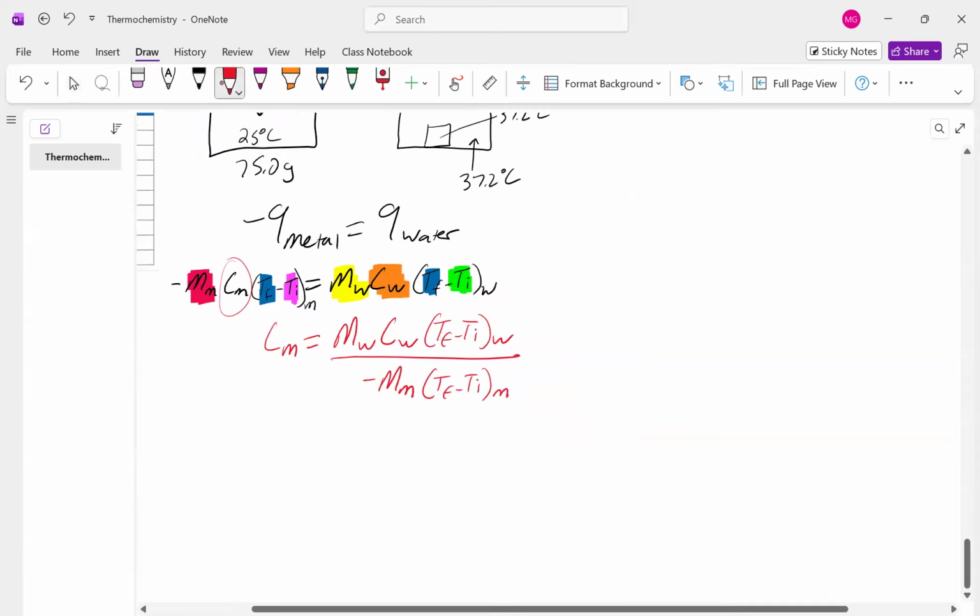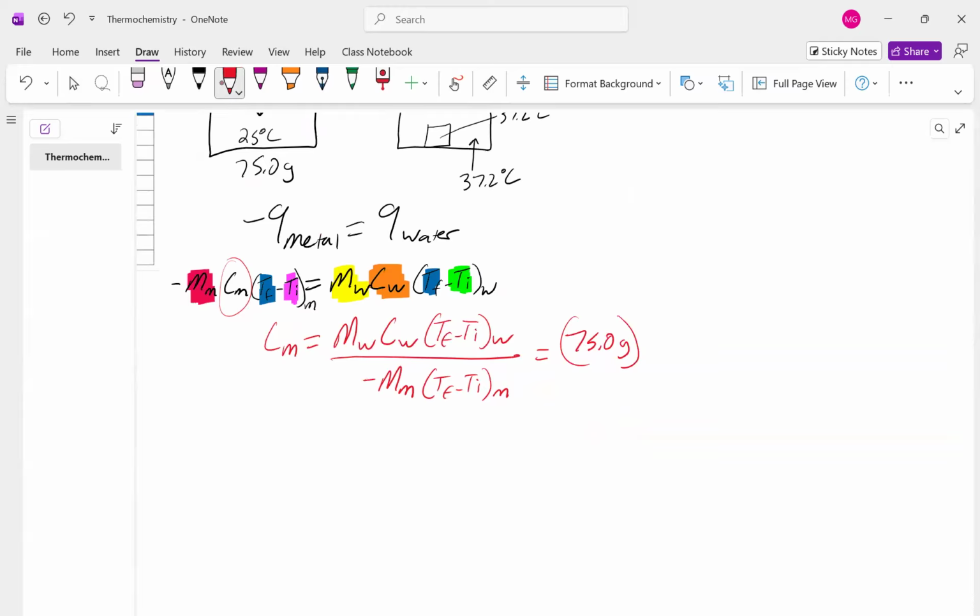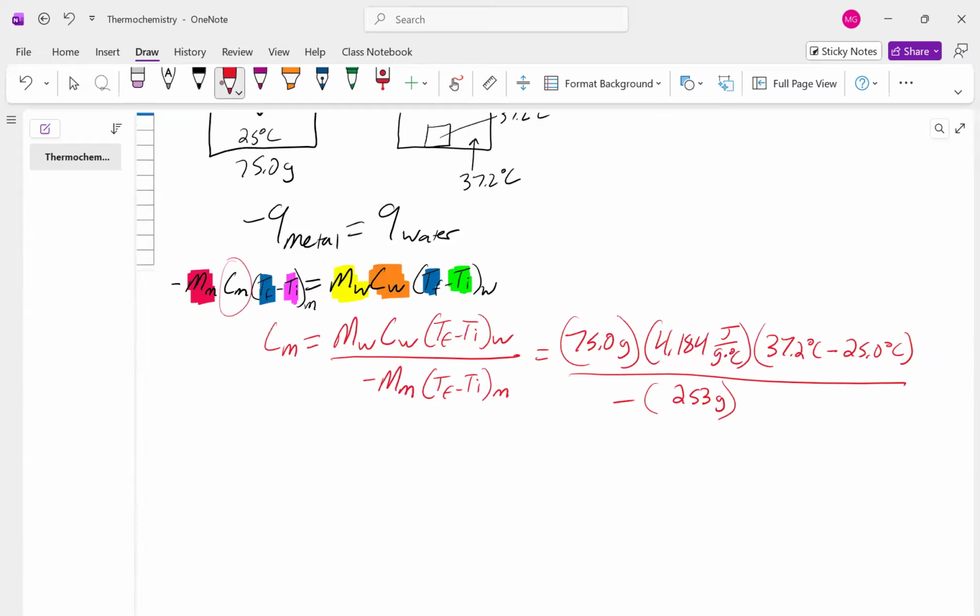All right, so let's plug everything in. So the mass of the water was 75 grams. Its specific heat capacity is 4.184. And then its change in temperature looks like this. And then for the metal down here on the bottom, I have negative 253 grams. I mean, grams can't really be negative, but that's the sign that I'll just put on the outside here so that doesn't confuse anybody. And then the change in temperature for the metal.